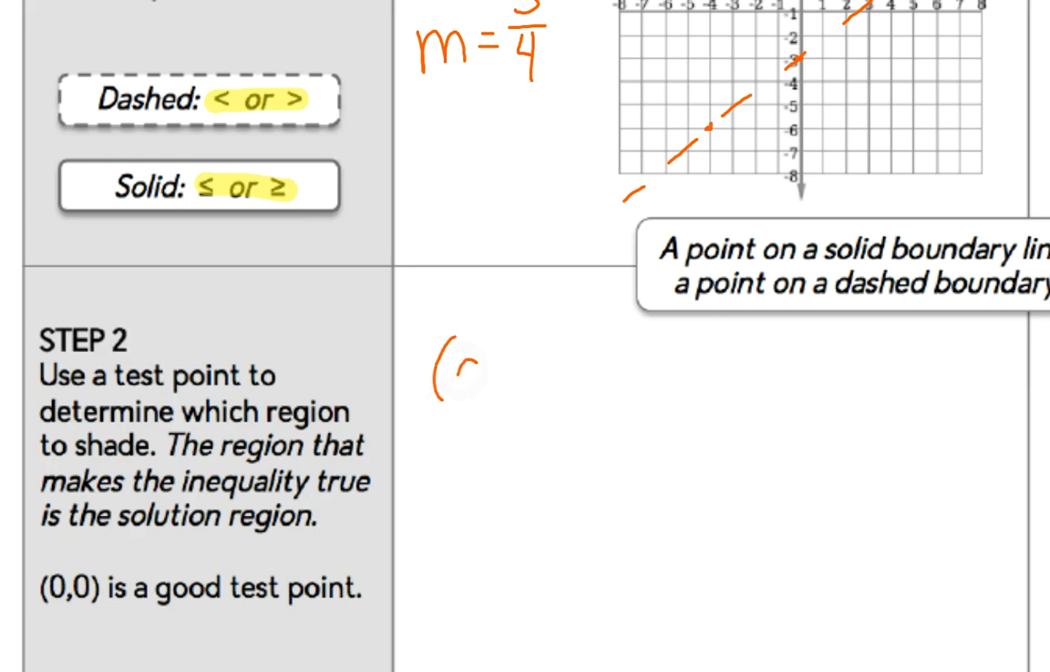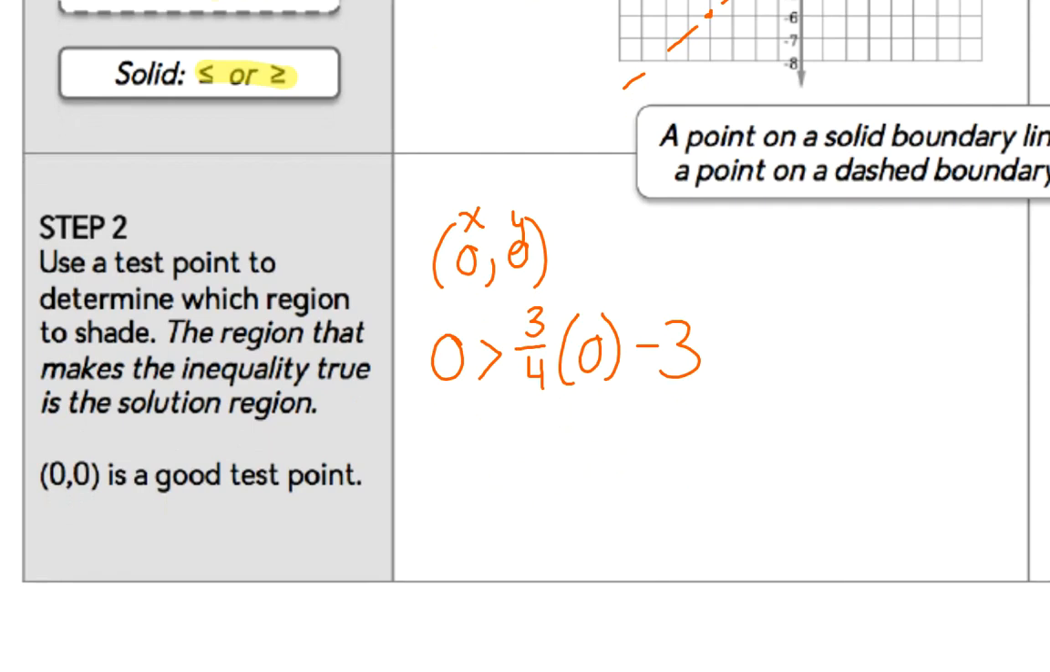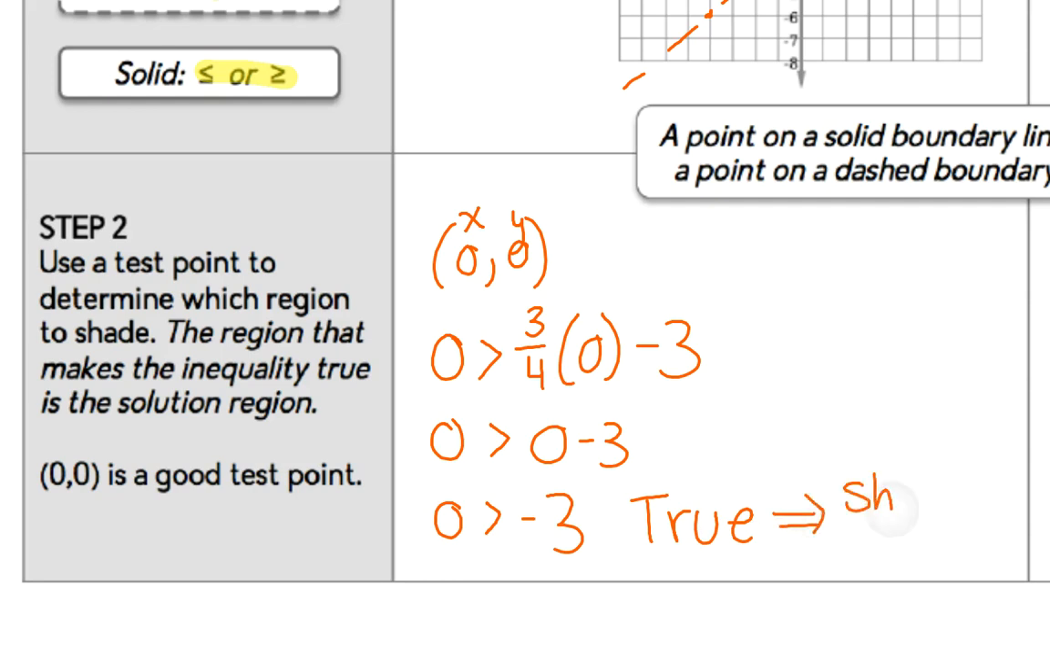If I'm going to plug in (0, 0) as my test point, that means I'm going to have 0 is greater than 3/4 times 0 minus 3. I'm just replacing the x and the y in my original inequality with zeros. When I simplify that, I get 0 minus 3. So 0 is greater than -3. That is true, and that means that I am going to shade towards that point.